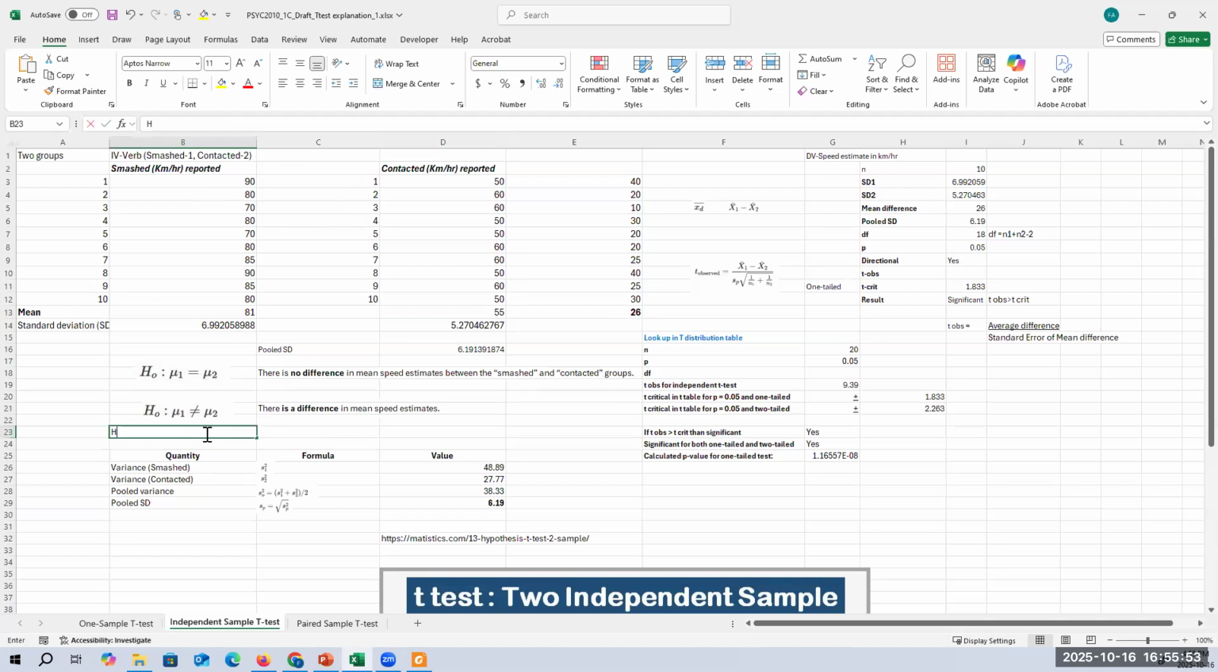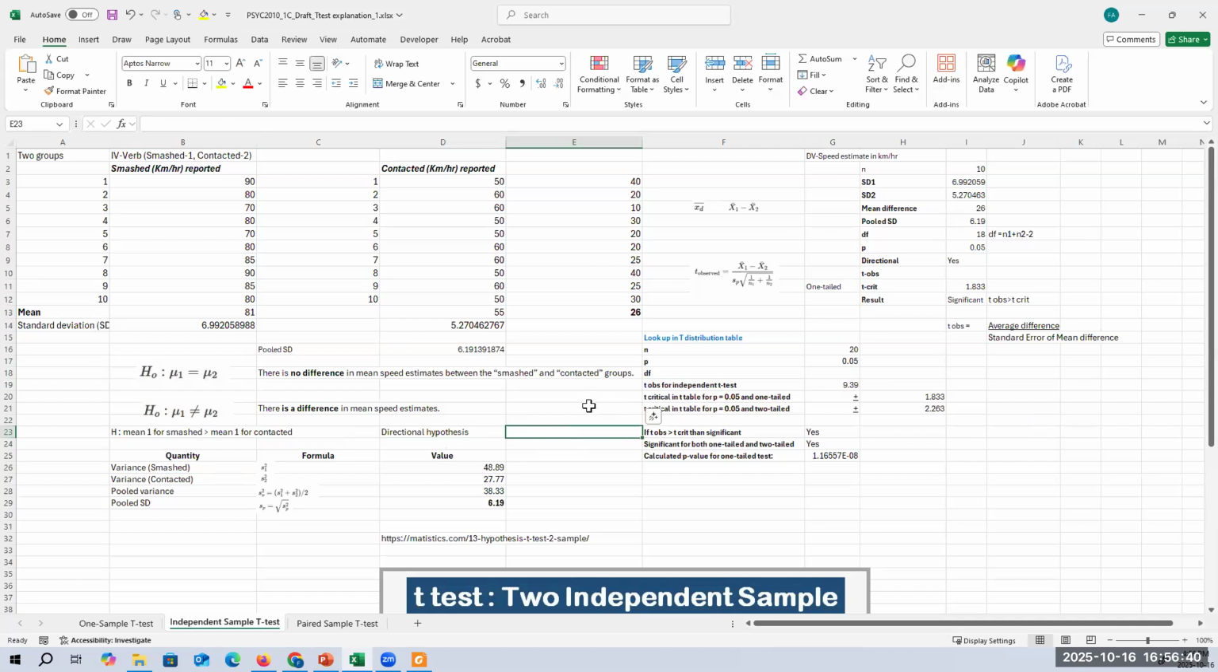But if you said, for example, that the alternative hypothesis was that the mean for smashed is greater than the mean for contacted, then that would be a directional hypothesis. More of a directional hypothesis.